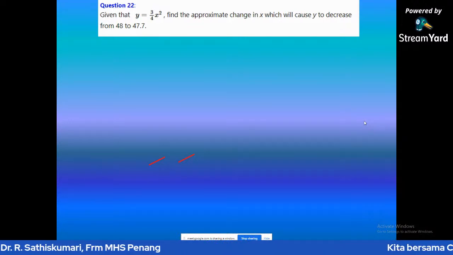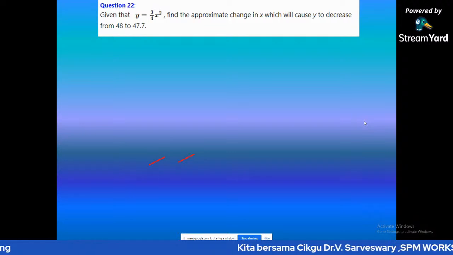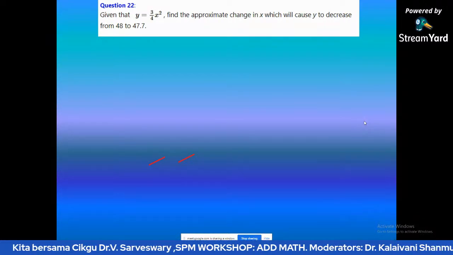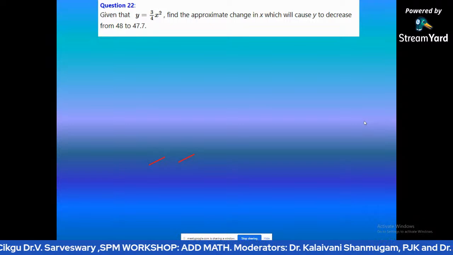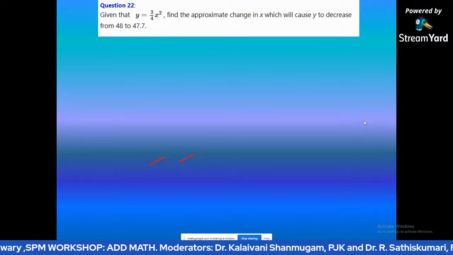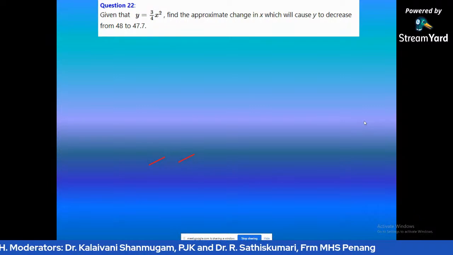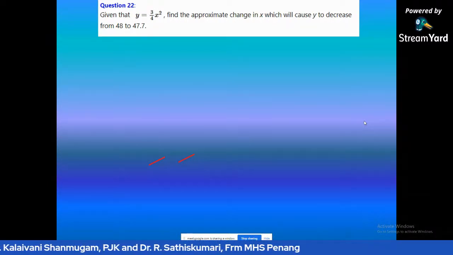Okay, find the approximate change in x. That means delta x. What are the changes in x? Approximate means what? Hampir dengan. That means a very small change. Okay, that will cause y to decrease from 48 to 47.7. So always you need to take the current value minus the old value. Then only you can look at the difference.